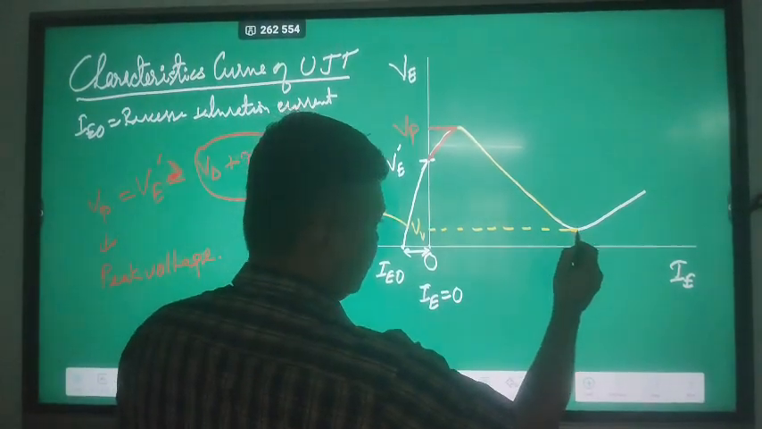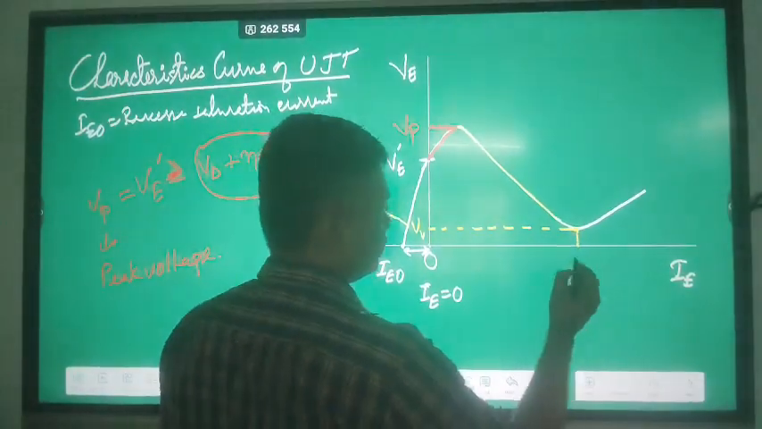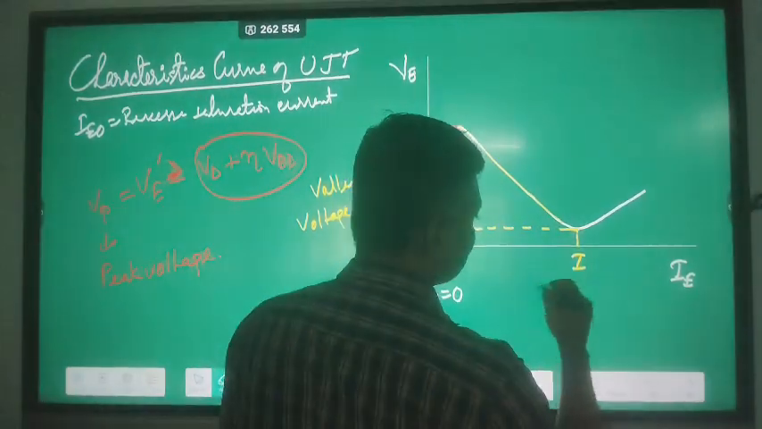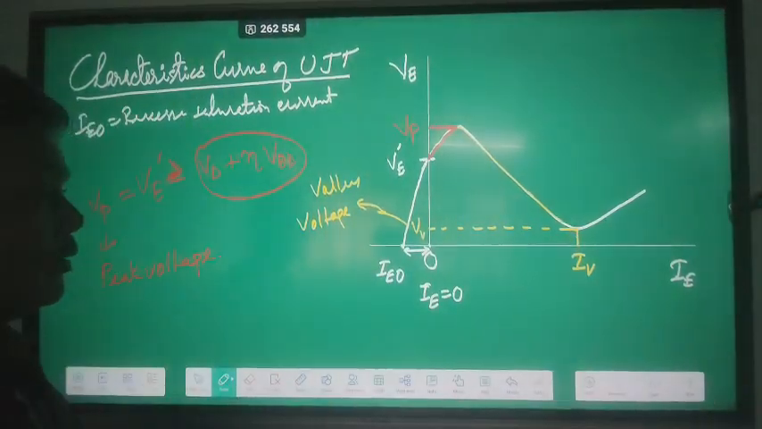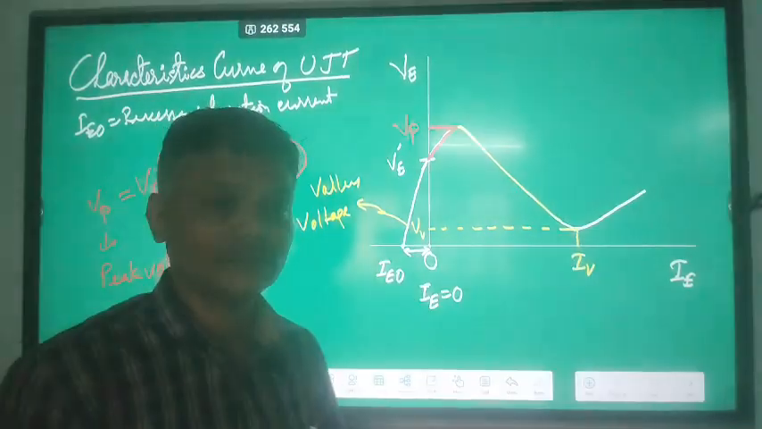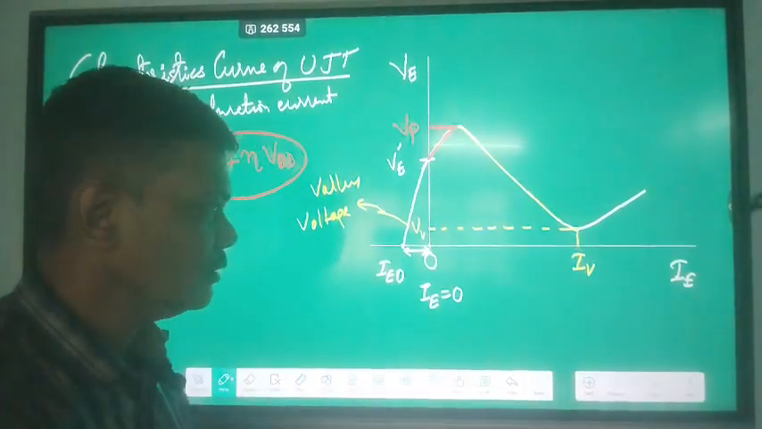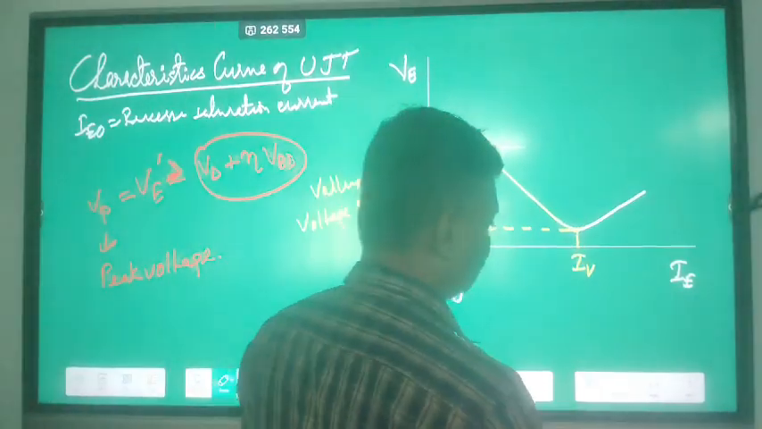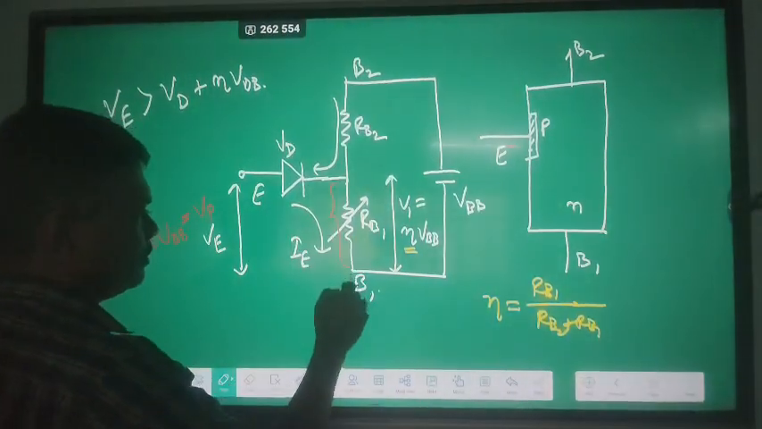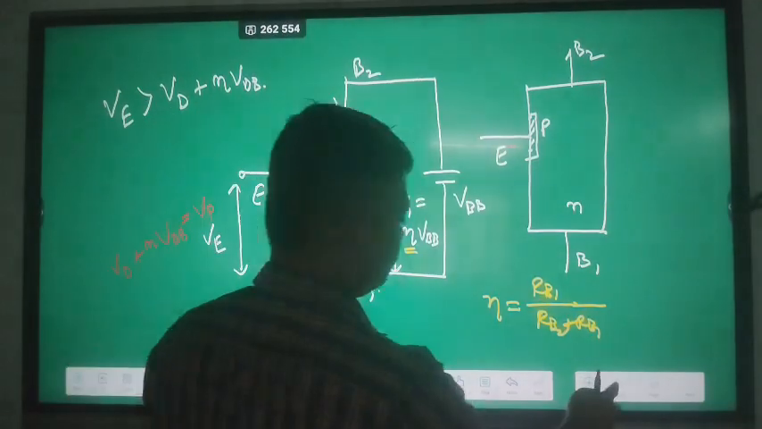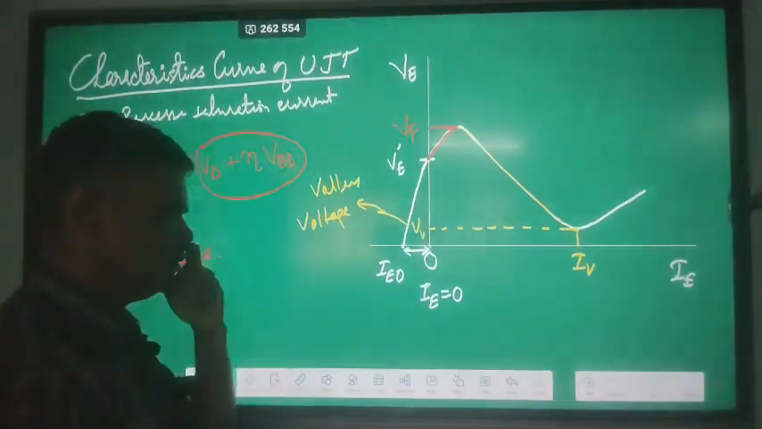At this valley voltage, the current becomes saturated, and I call it IV, which is called valley current. The current due to the majority carriers is saturated. So there will be saturation of the current here after the valley voltage.